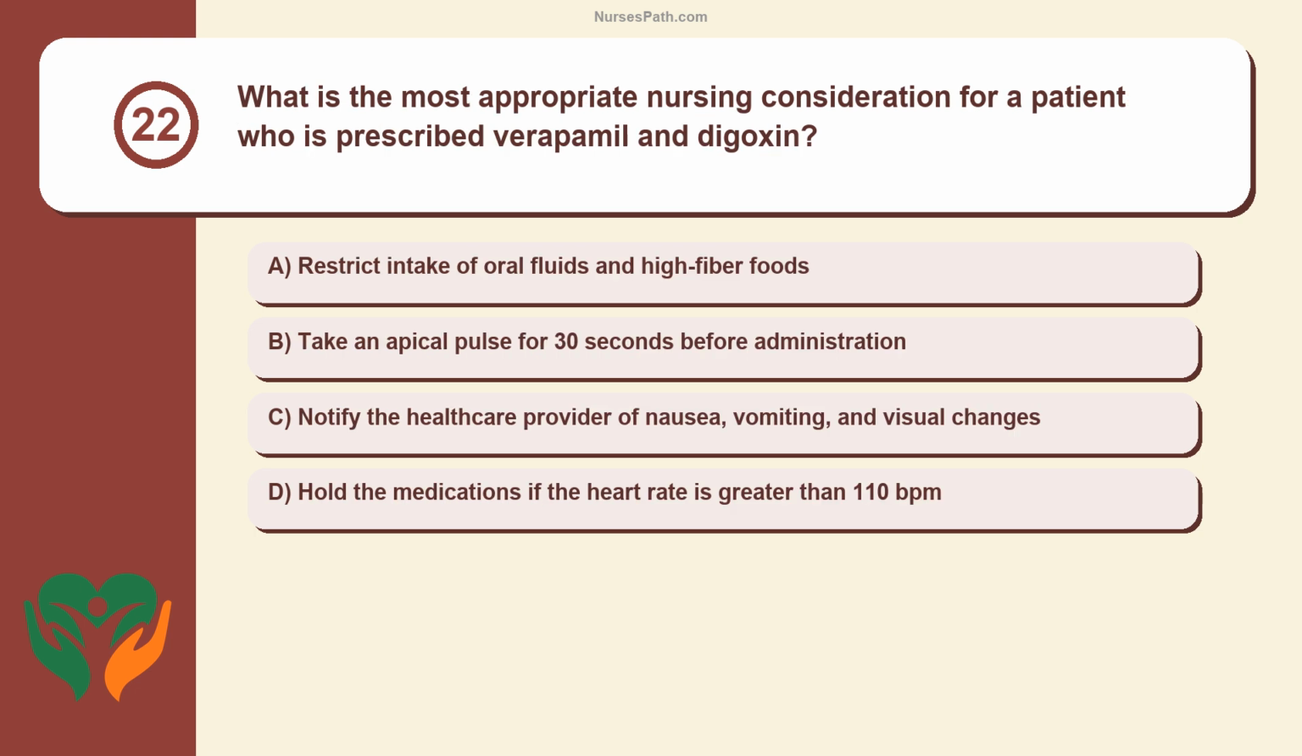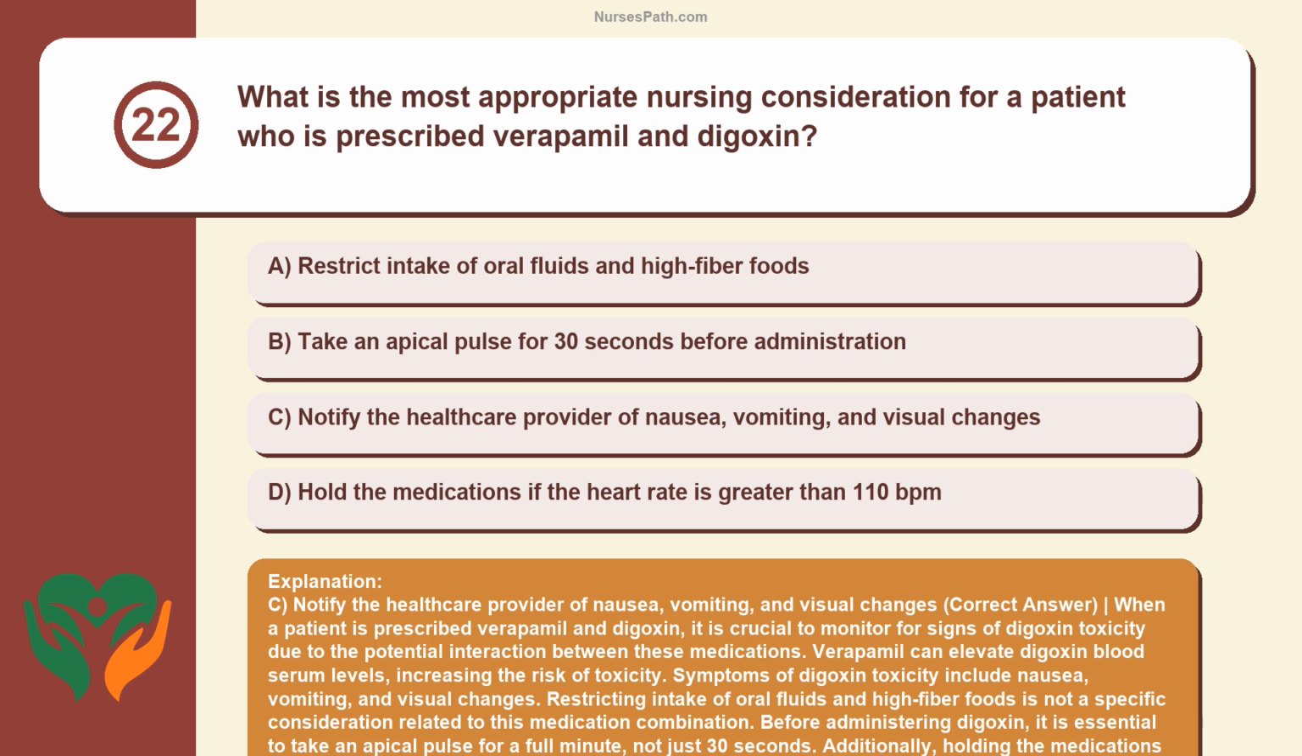Question 22. What is the most appropriate nursing consideration for a patient who is prescribed verapamil and digoxin? Restrict intake of oral fluids and high-fiber foods. Take an apical pulse for 30 seconds before administration. Notify the healthcare provider of nausea, vomiting, and visual changes. Hold the medications if the heart rate is greater than 110 BPM. C. Notify the healthcare provider of nausea, vomiting, and visual changes. Correct answer.